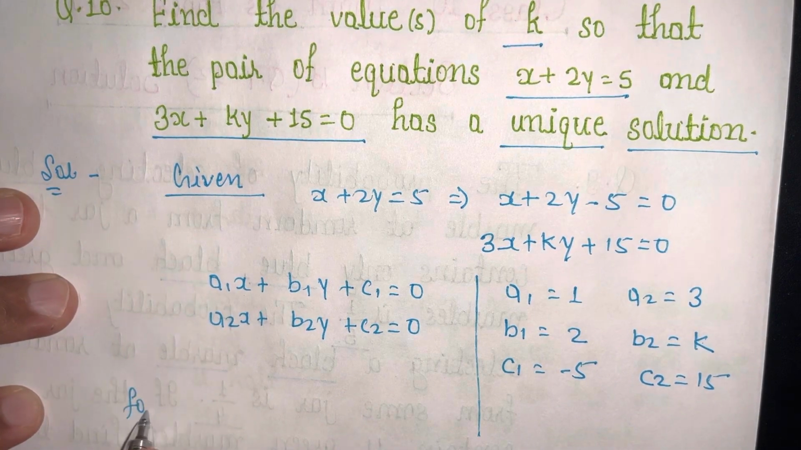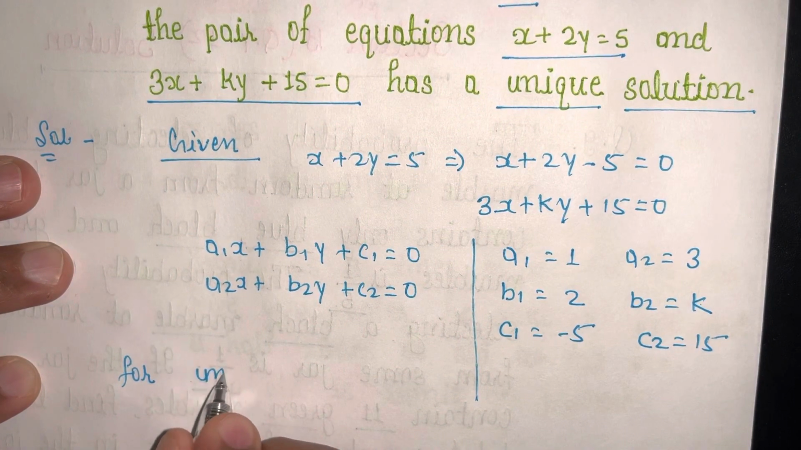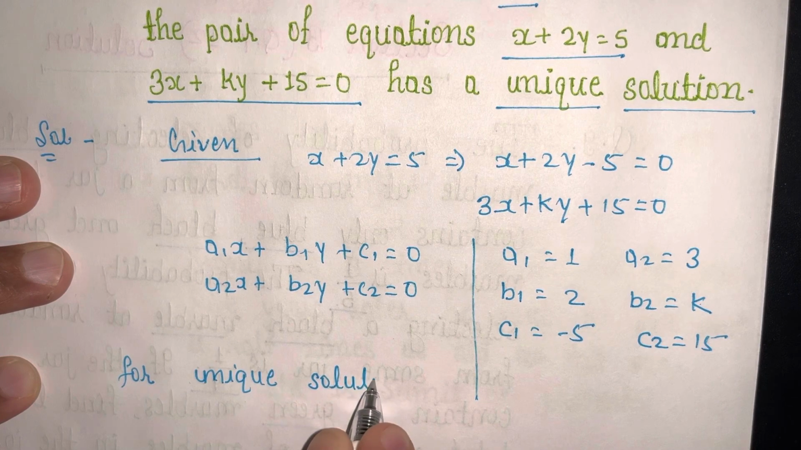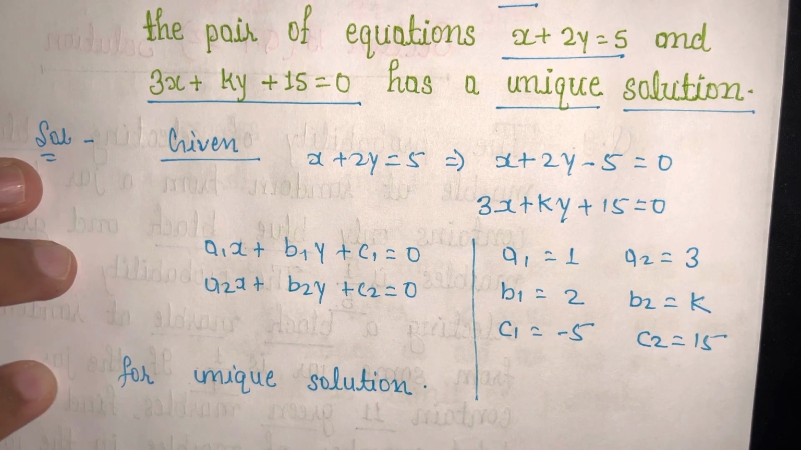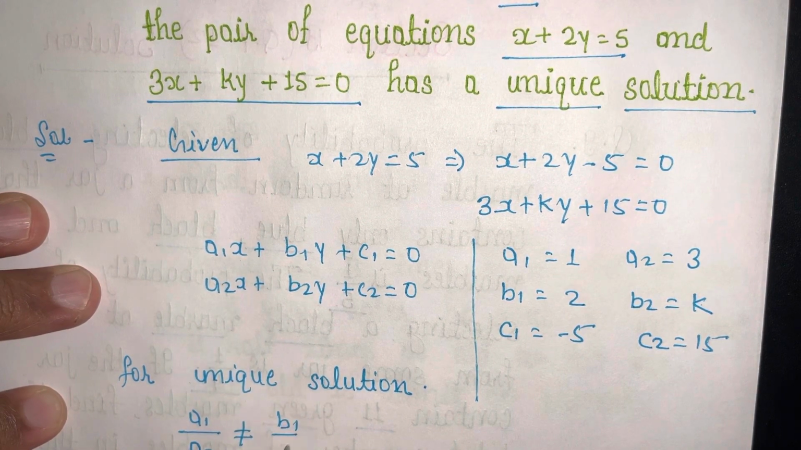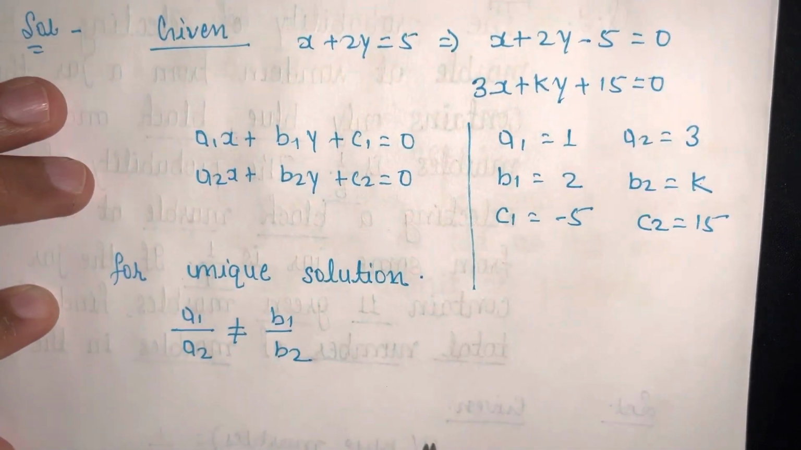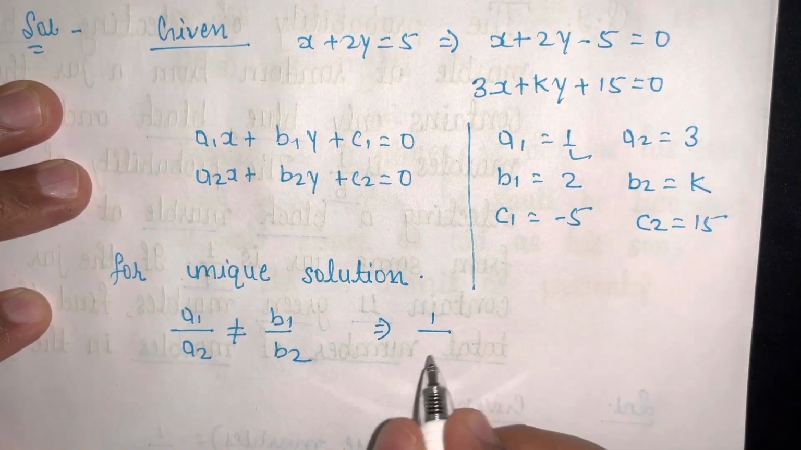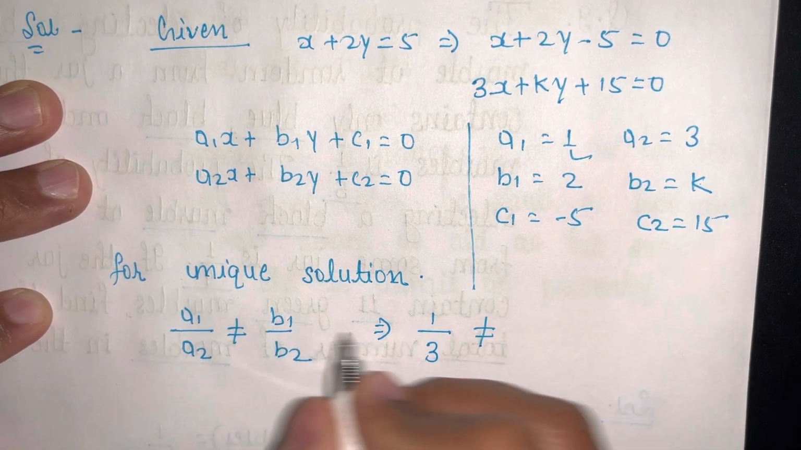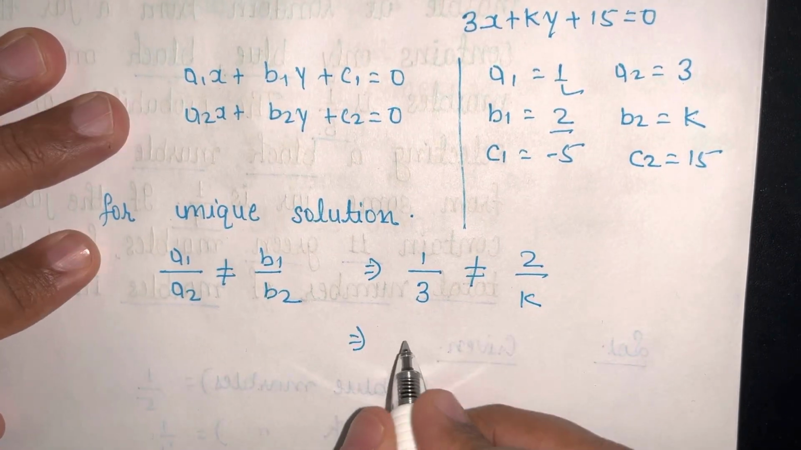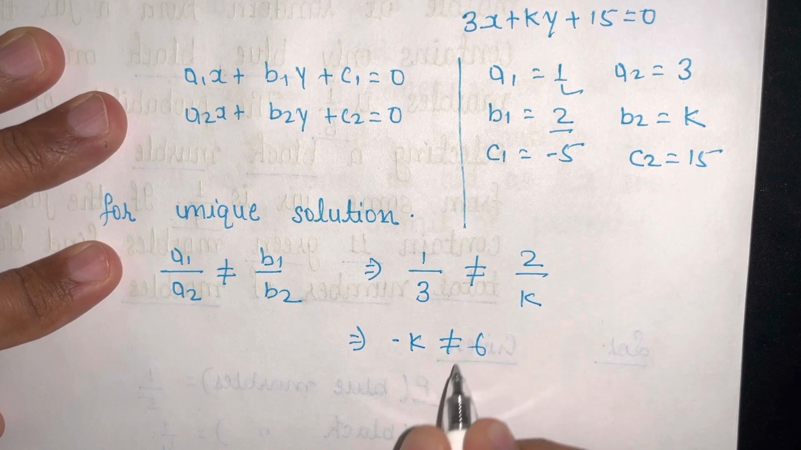So we know that for a unique solution of any linear equations, it should be a1 by a2 is not equal to b1 by b2. So you just put these values over here. So a1 by a2 is 1 by 3, not equal to b1 by b2, that is 2 by k. So from here, if you solve this, you will find that k is not equal to 6.